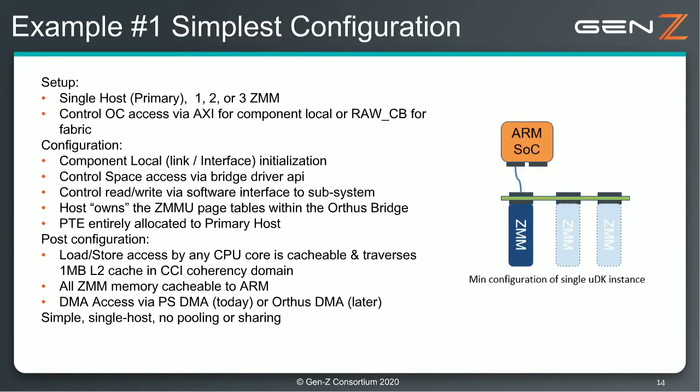Now I'll walk through a few use case examples and compare the differences in setup, pre-configuration, and post-configuration. Here, I'm showing the simplest configuration of the micro development kit, a single host node and a single ZMM, no memory pooling or sharing. During configuration, the local AXI interface between the ARM processor and the Gen Z complex is used for component local initialization. Control space access occurs via the bridge driver API.